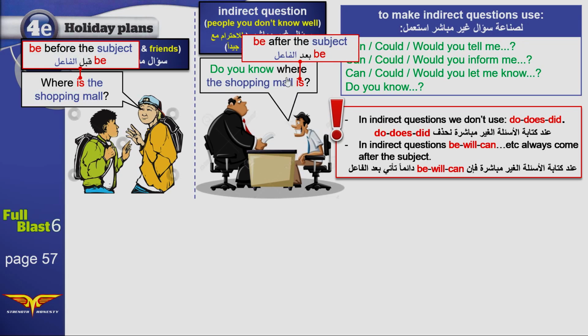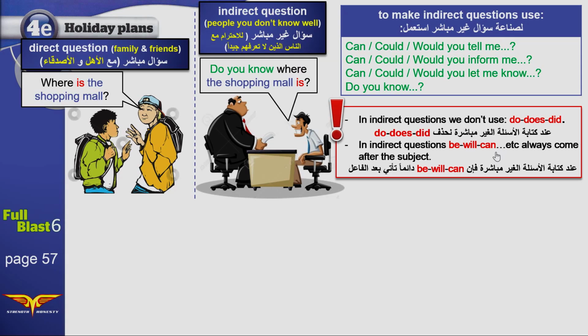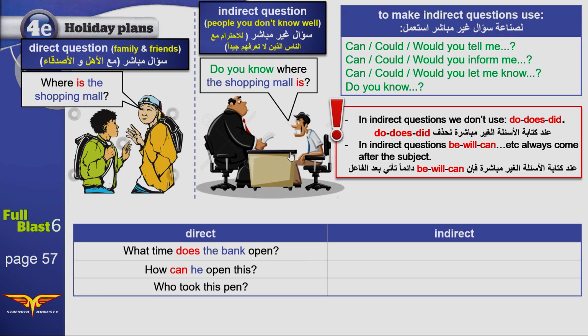Okay? Verb be, will, can, etc. Even would. All of them come after. Now, before we proceed with the following exercise, I want you to change these direct questions into indirect questions. 1. What time does the bank open? How will you make this indirect? We have does here. Don't use do, does, and did here.